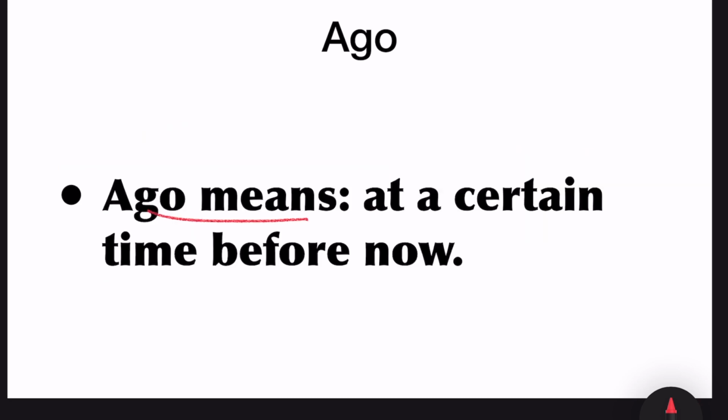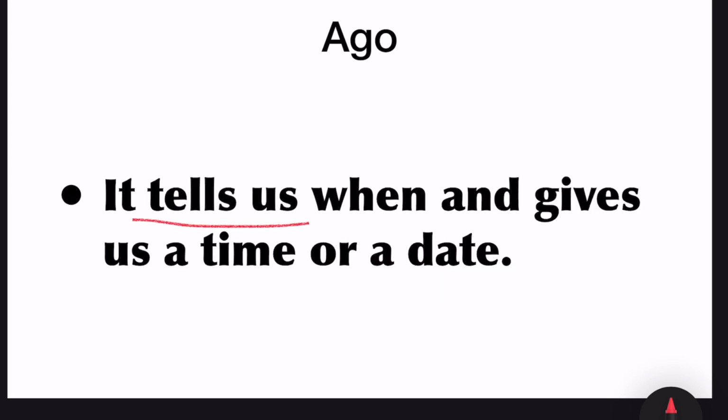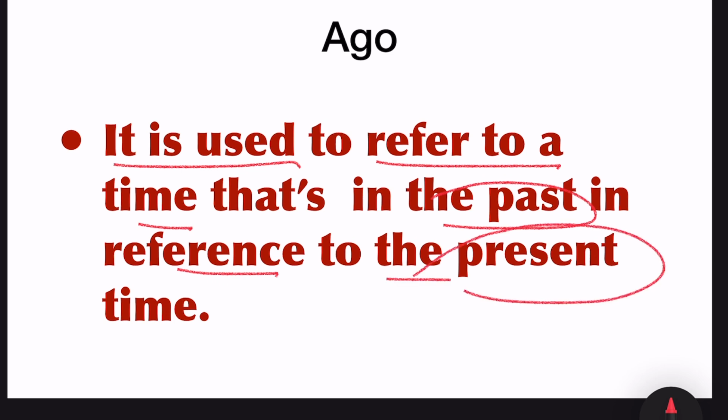Ago means at a certain time before now. Ago tells us how long before the present time something happened. It tells us when and gives us a time or a date. It is used to refer to a time that's in the past in reference to the present time.